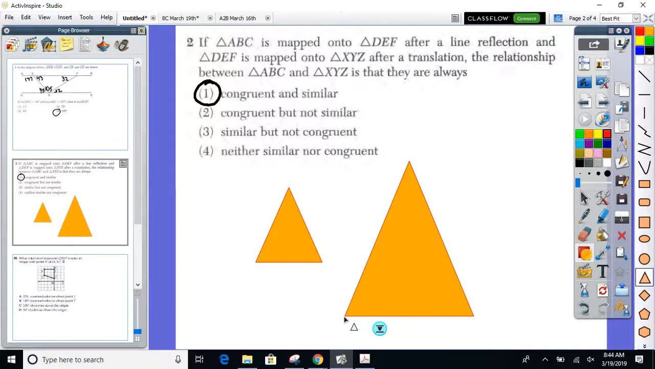Okay. What I'm trying to get at here is if two triangles are congruent, they are also similar, because the corresponding sides are in the same ratio, right? What is that ratio for two congruent triangles? 1 to 1. Okay, so that's why two congruent triangles are always similar. Everyone all good? Okay, here we go.